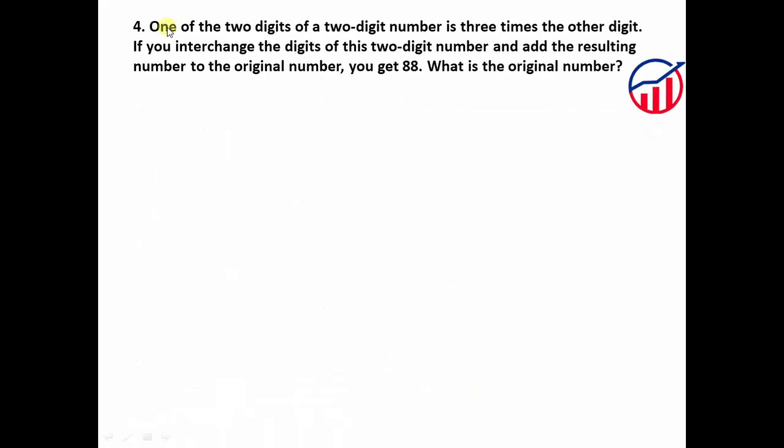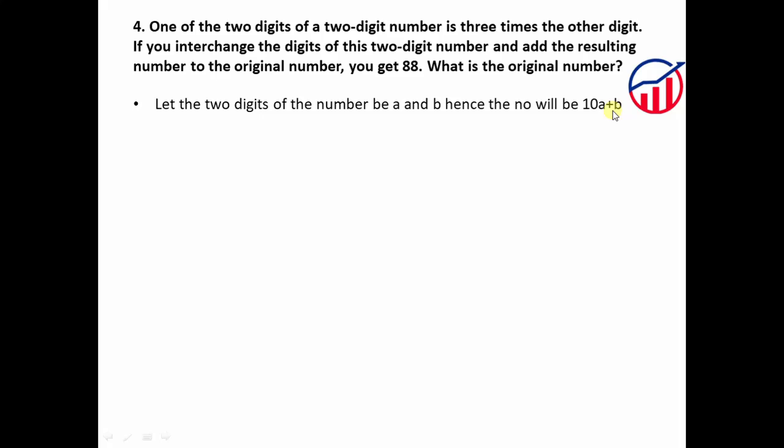So question number 4. One of the two digits of a two-digit number is 3 times the other digit. If you interchange the digits of this two-digit number and add the resulting number to the original number, you get 88. What is the original number? So we say let the two digits of the number be a and b. Hence the number will be 10a plus b.